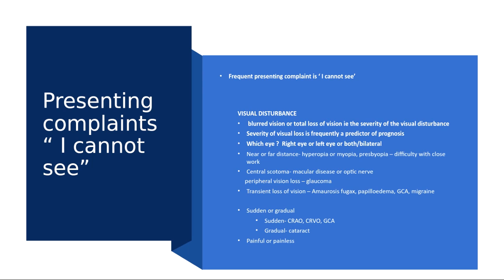All right. So you'll find that usually if it's painful, it's usually anterior segment disease. There are very few posterior segment diseases that present with pain, unless it's something like an optic neuritis, where you can get pain with eye movement. But in general, painful eye problems are usually anterior segment.